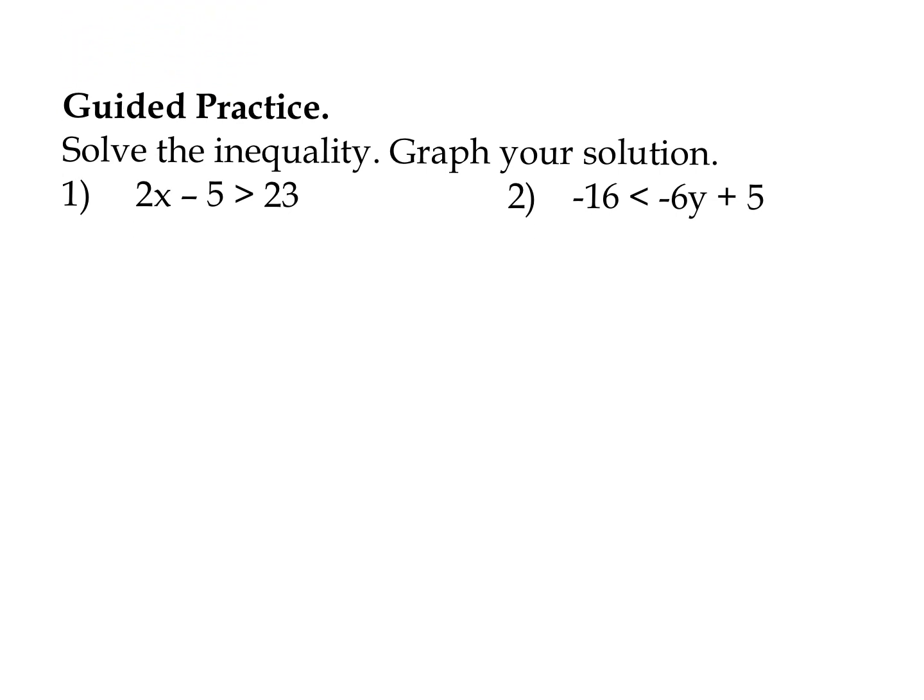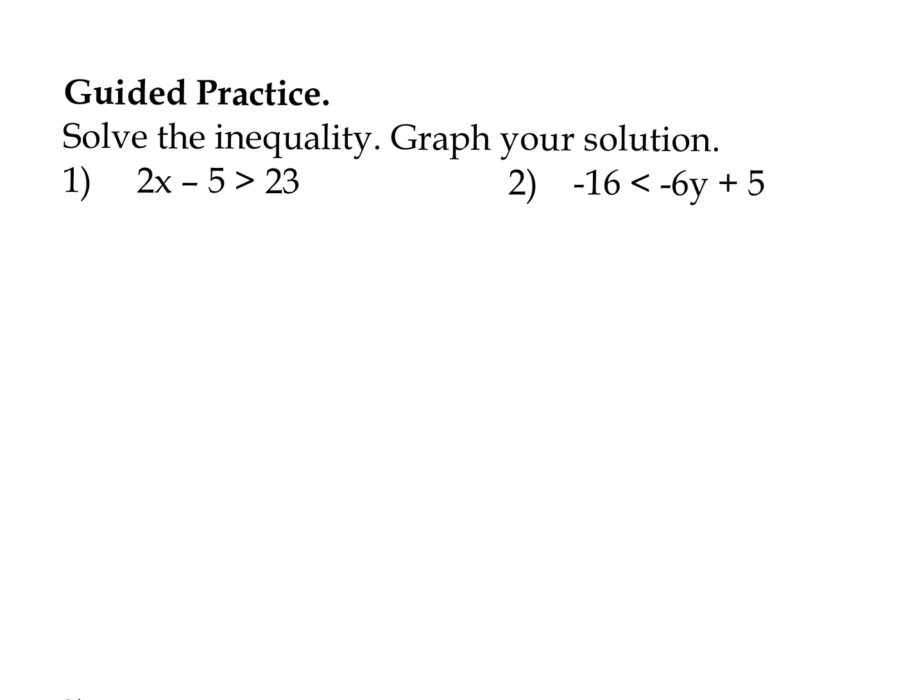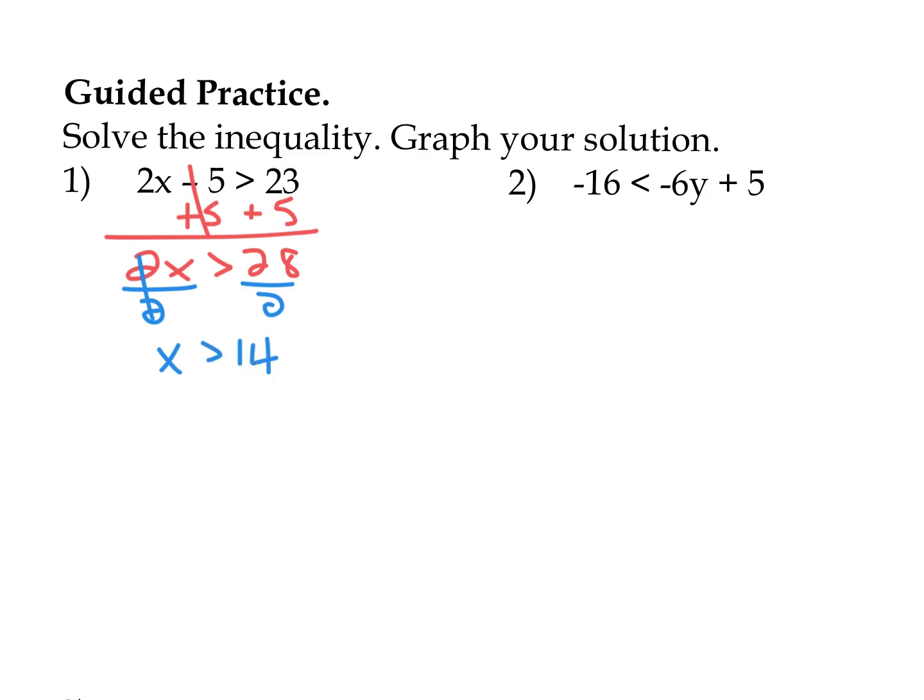So our first problem, 2x minus 5 is greater than 23. We're going to solve that by first adding the 5 on both sides. We're trying to get the x by itself, so that gets us 2x greater than 28. And next I want to divide by 2 on both sides, so the 2 over 2 cancels out to 1x is greater than 14.